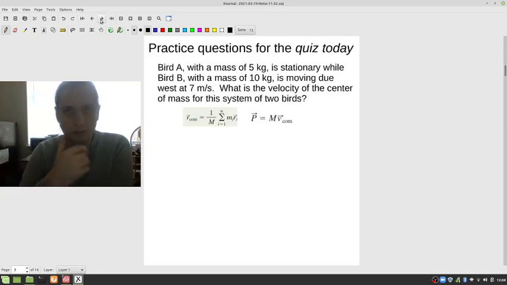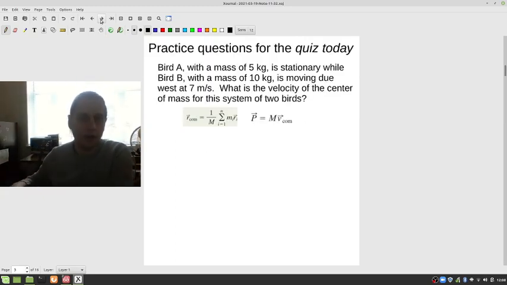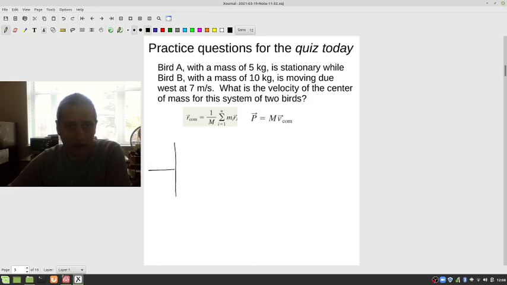Let's do a simple example. This one's very much like a problem on your quiz today. It says we have a bird, A. And we're just going to be worrying about the velocities, so it doesn't matter, I can put them anywhere. Bird A, there's A. He's got some mass A, 5 kilograms.